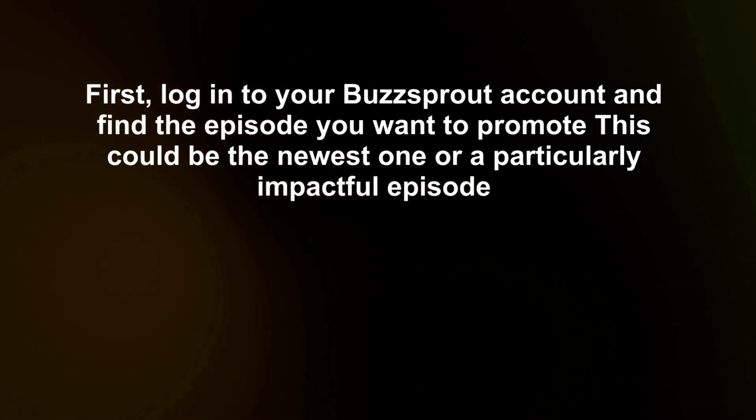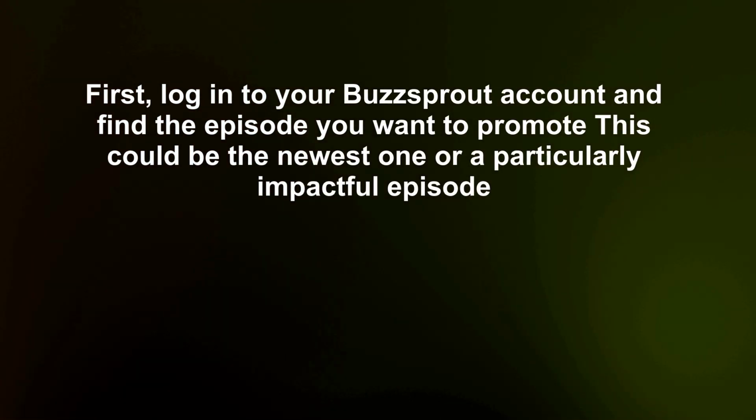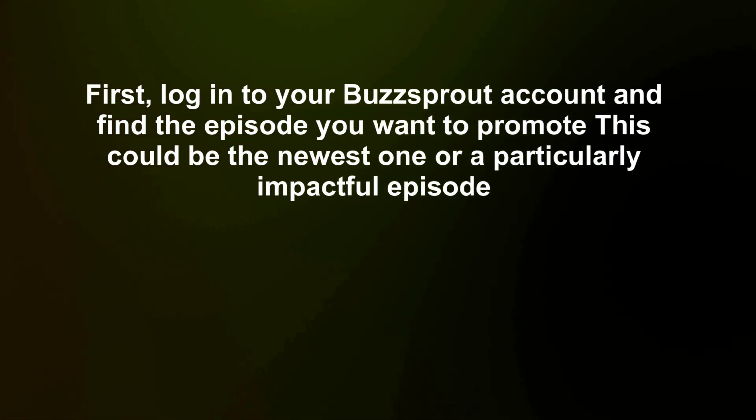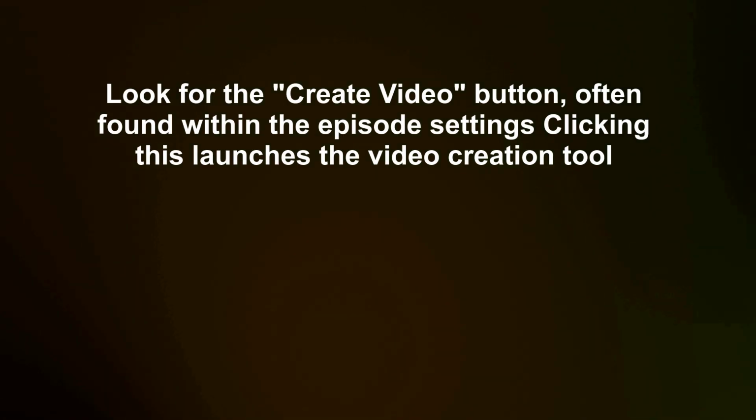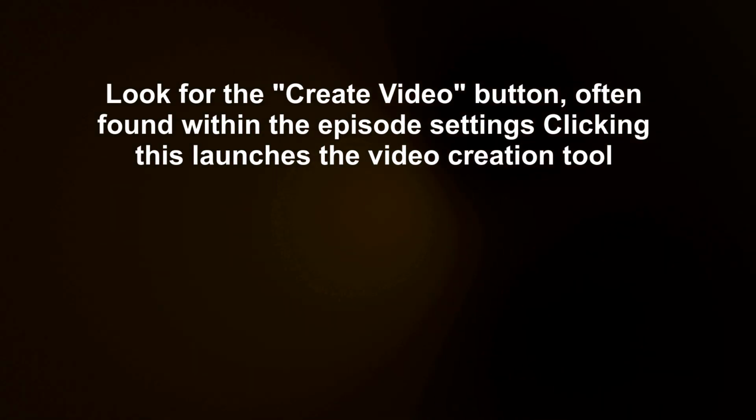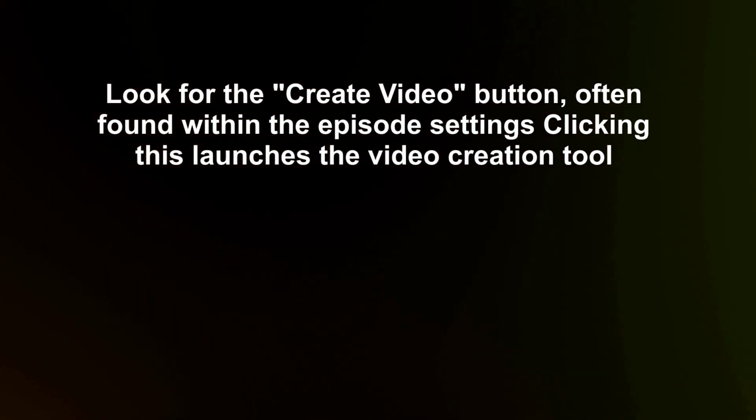First, log into your Buzzsprout account and find the episode you want to promote. This could be the newest one or a particularly impactful episode. Look for the Create Video button, often found within the episode settings. Clicking this launches the video creation tool.